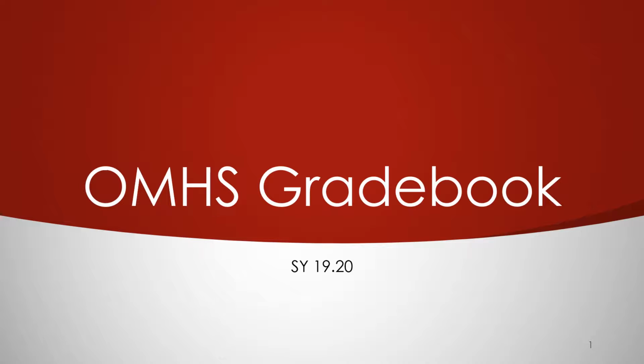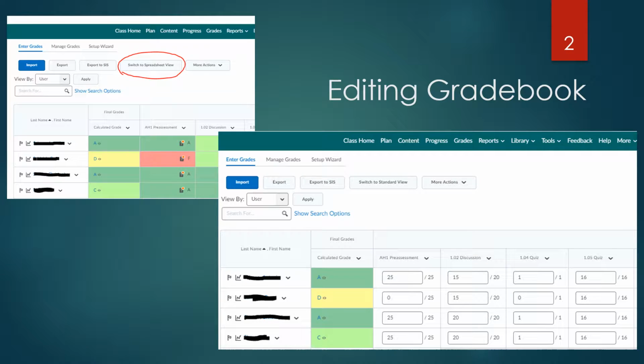All right, this short video is just to talk about some tips and tricks when you're using the gradebook for the online middle school or the online high school. The first tip is that when you are in your grade menu, go ahead and switch to spreadsheet view. This turns your gradebook into an actual Excel spreadsheet, which lets you edit right then and there instead of just seeing letter grades.